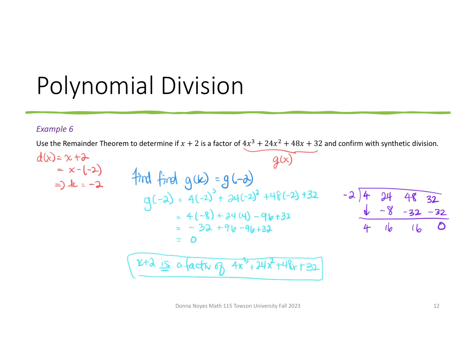Funny how that works. So we have now found out that we could write 4x cubed plus 24x squared plus 48x plus 32 as x plus 2 times, and here's our divisor, 4x, drop it down by 1, not a cube anymore, but now a square, plus 16x and plus 16.